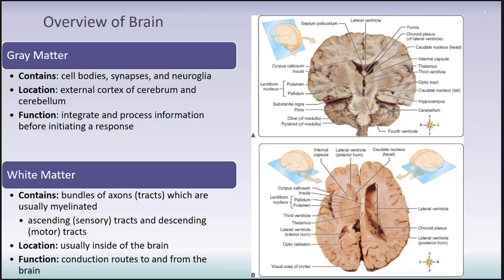We spoke about gray and white matter when we talked about the spine during the CNS1 lecture, and the brain's gray and white matter is quite similar, so you'll see a lot of similarities. The gray matter within the brain contains cell bodies, synapses, and neuroglia. The location of it is found within the external cortex of the cerebrum, so around the cerebrum. So all this region here would be the gray matter.